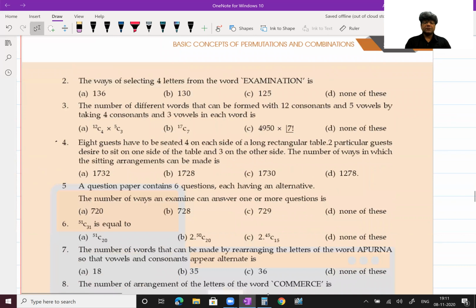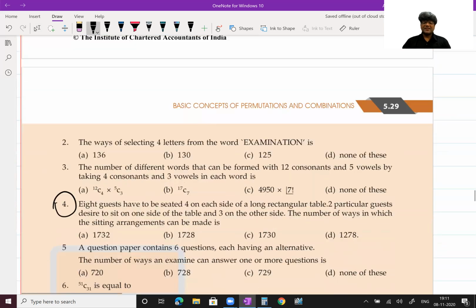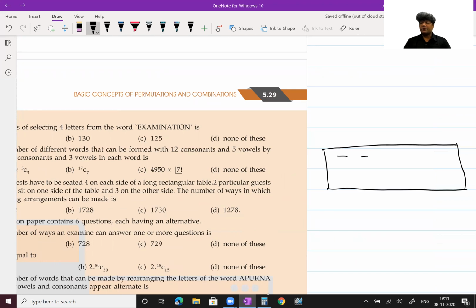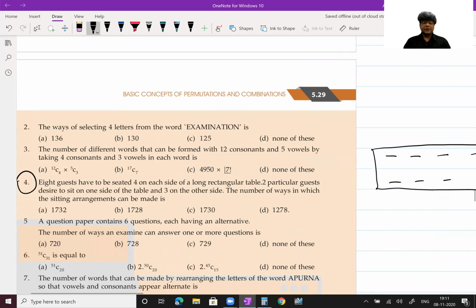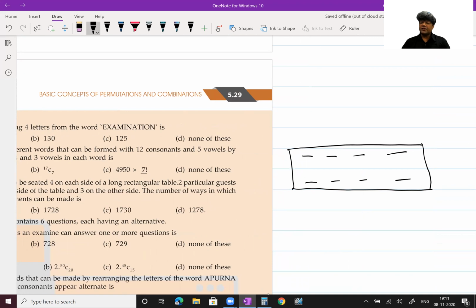See this question number 4, guys. Exercise 5D. 8 guests have to be seated, 4 on each side of a long rectangular table. Long rectangular table, 4 on each side. 1 2 3 4 seat here, 1 2 3 4 here. Two particular guests desire to sit on one side. Suppose those two particular guests who want to sit on this side, they can be arranged on this side in how many ways? 4P2 ways. So what will happen? 2 seats are gone. Suppose they occupied this and this seat.